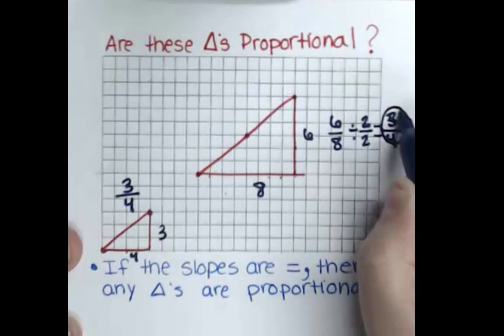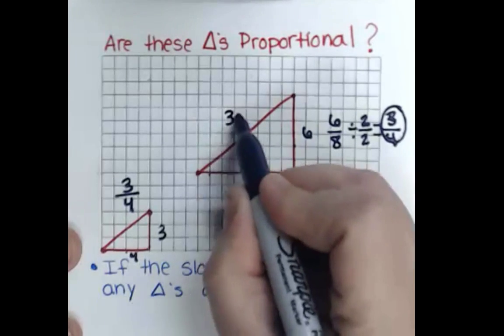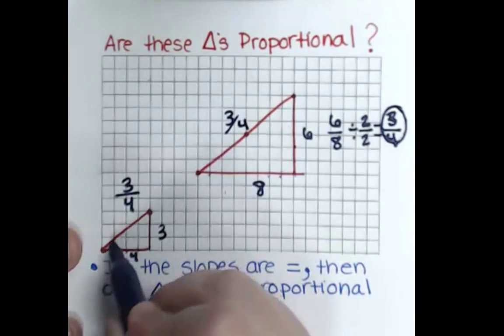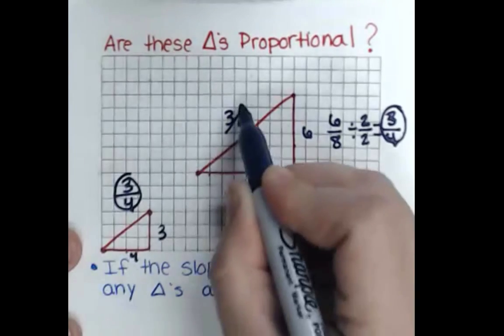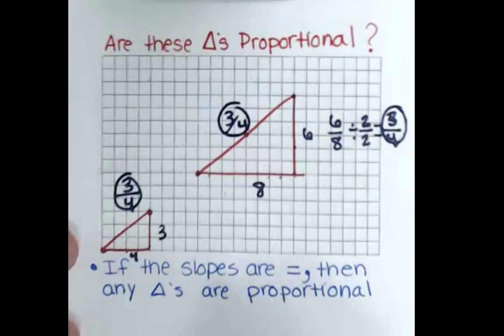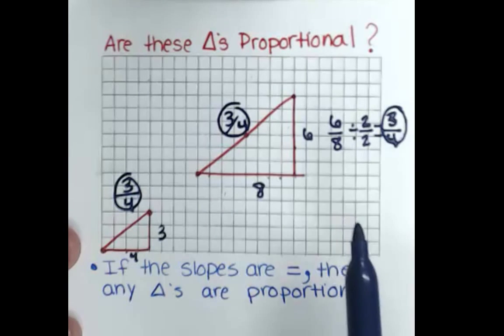We see that this slope is 3/4. This slope is also 3/4. Therefore, we can conclude that these two triangles are proportional.